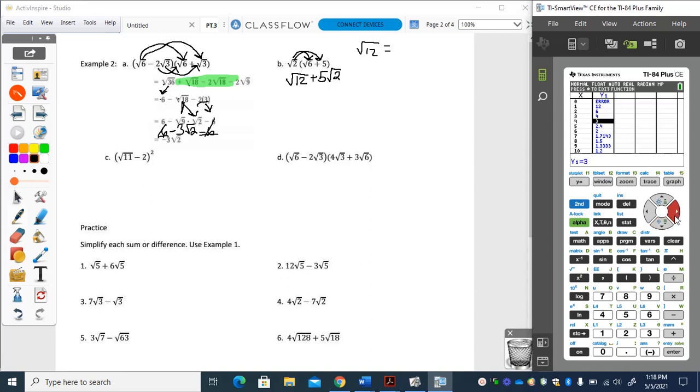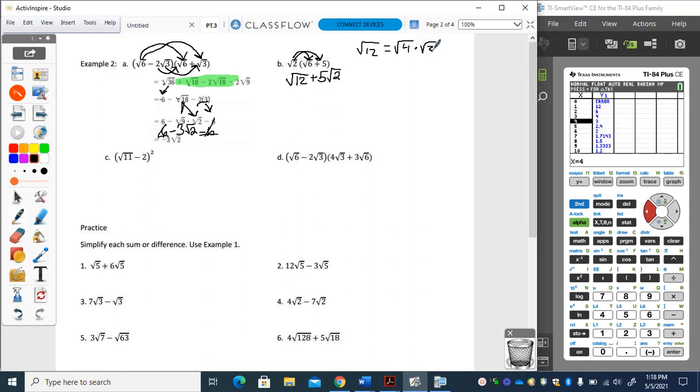Yeah, and that gets us 3. I think that's as high as we're going to get. So we'll have the square root of 4 times the square root of 3. What's the square root of 4? Well, that's just 2. So we have 2 square root 3. That means we have 2 square root 3 plus 5 square root 2. And those can't be simplified any further because they don't have like radicals. So we're good. All right, now let's look at C.